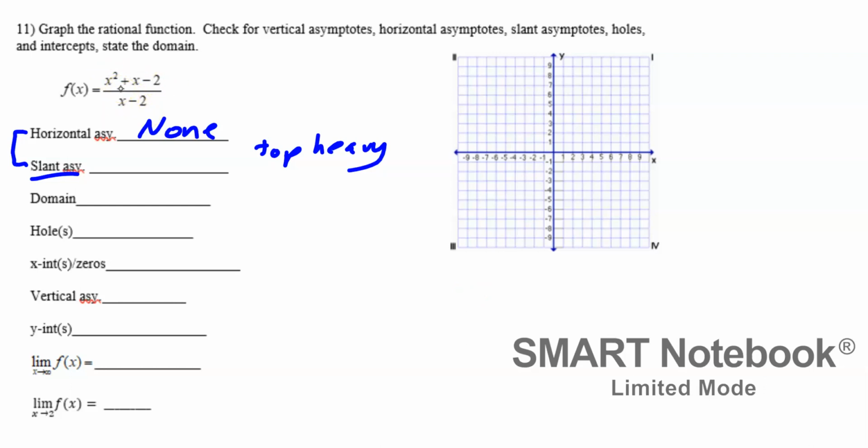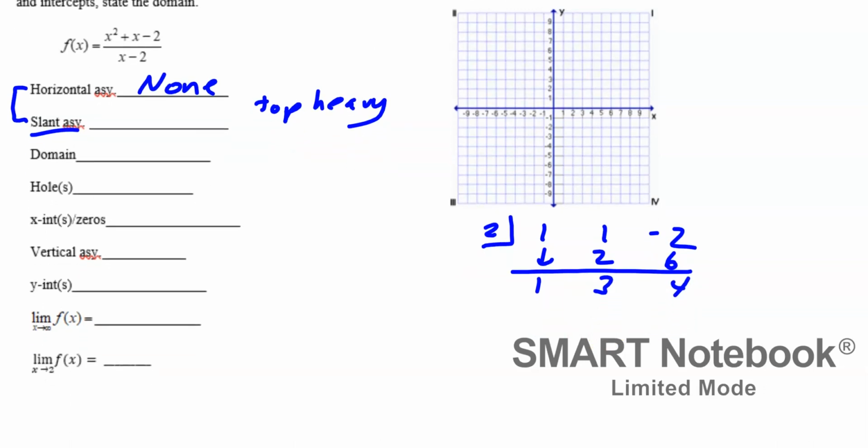Now what's nice about number 11 versus other questions we've done is you might notice that we're dividing by something that's linear. And when you're dividing by something that's linear, you could do synthetic division instead of long division. So you could put 2 in the box because you set x minus 2 equal to 0. You could take the lead coefficients of the top, which would be 1, 1, and negative 2. And you can do this division, which is a little faster. Bring down the 1, multiply the 2 and the 1, combine down, multiply the 2 and the 3, combine down. So what this means is because we started with an x squared function, this would be x plus 3 with a remainder of 4 over x minus 2.